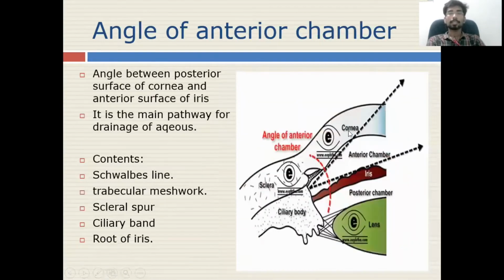What is the angle of the anterior chamber? It is the angle between the posterior surface of the cornea and the anterior surface of the iris. It is the main drainage pathway for the aqueous humor of the eye. The contents from outer side to inner side are Schwalbe's line, trabecular meshwork, scleral spur, and ciliary body band.